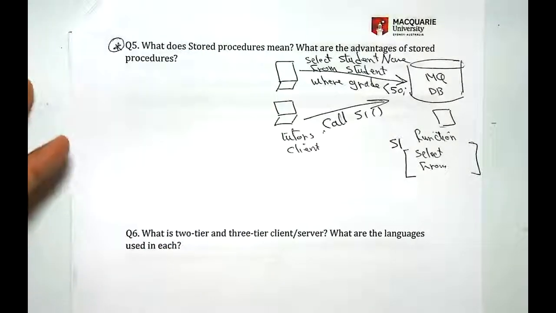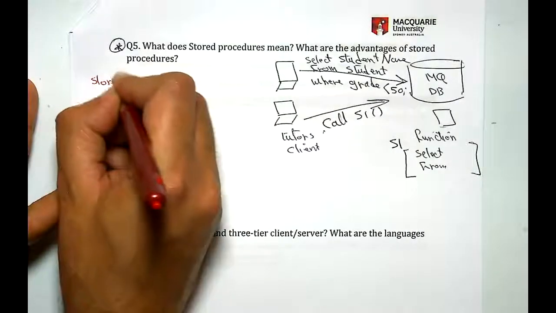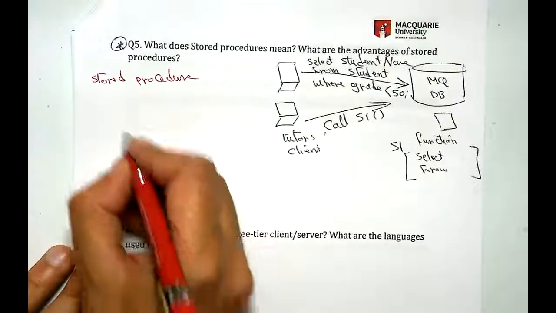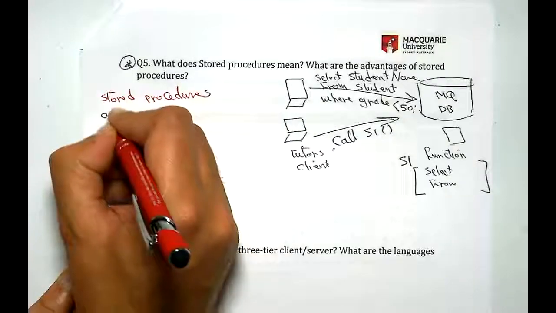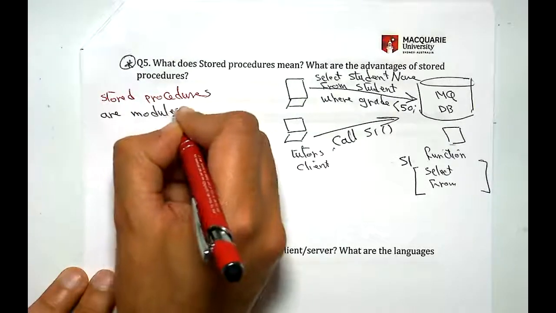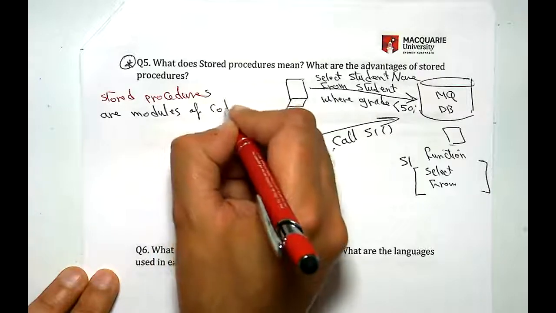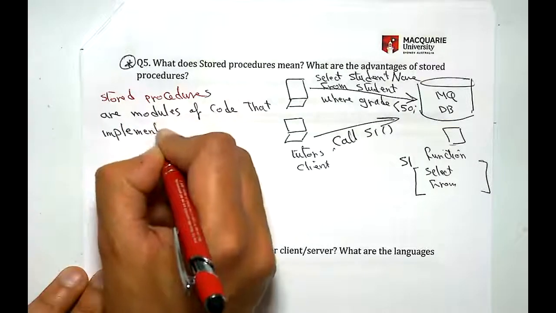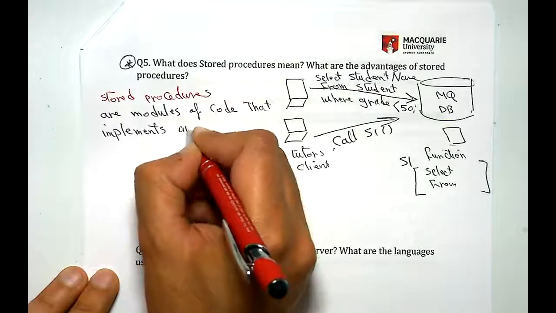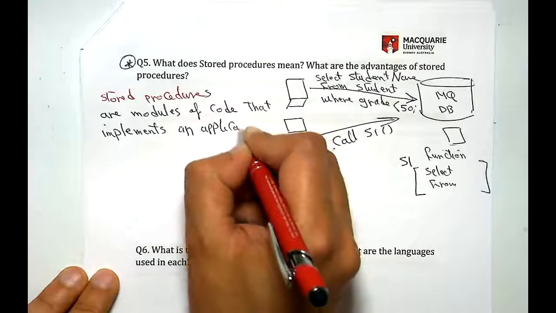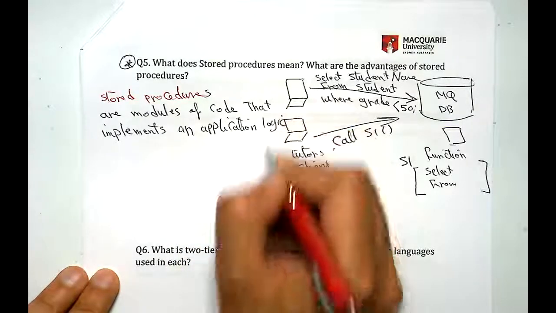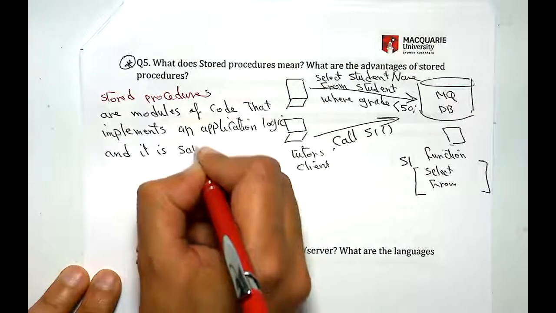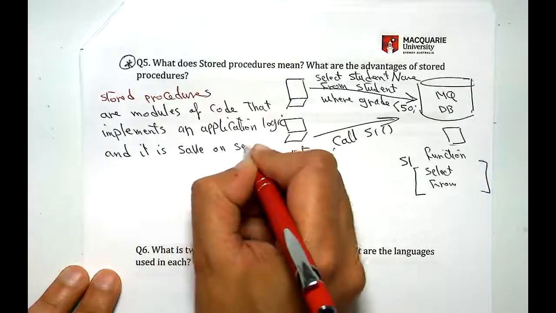So we can say that stored procedures are modules of code that implement an application logic, okay, and it is saved on which side? On the server side.